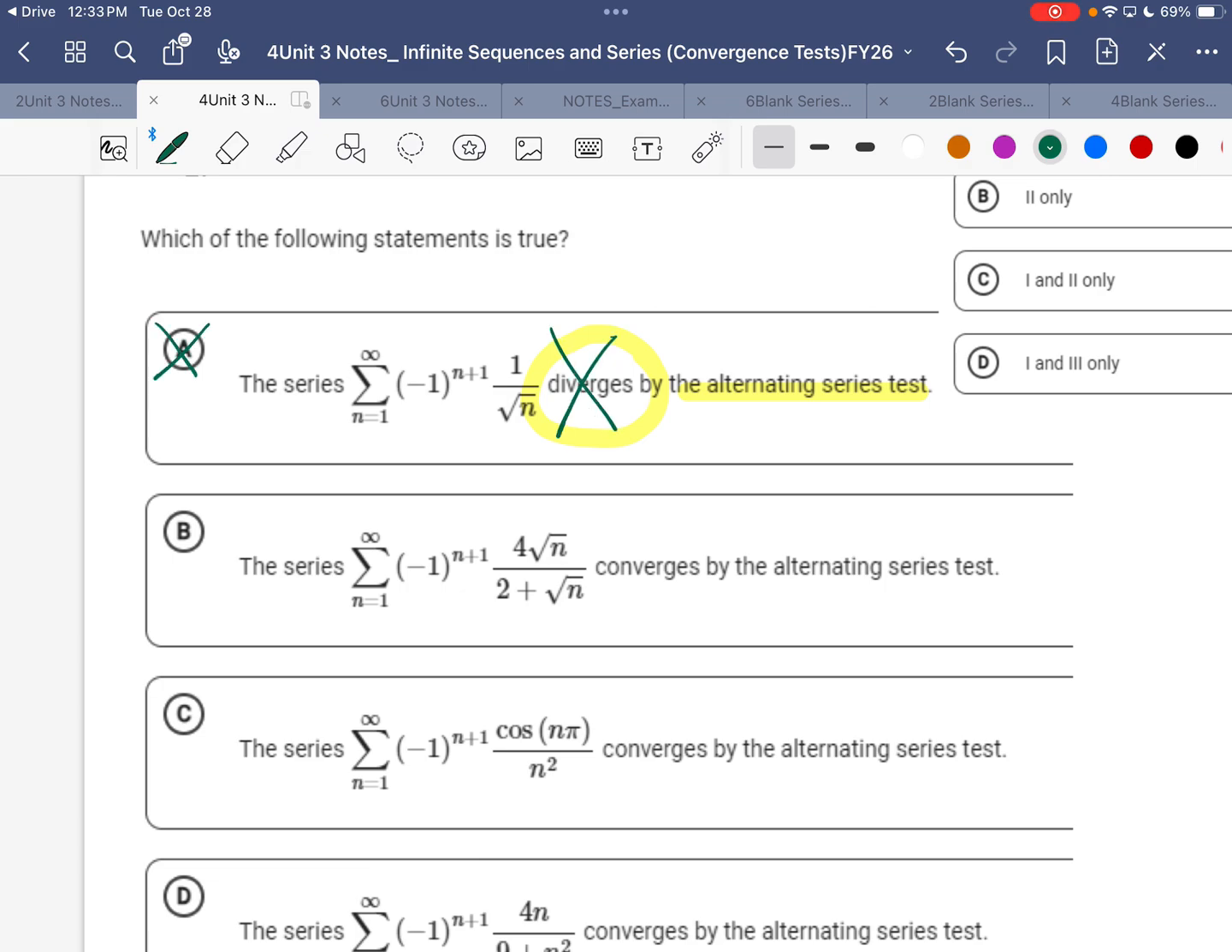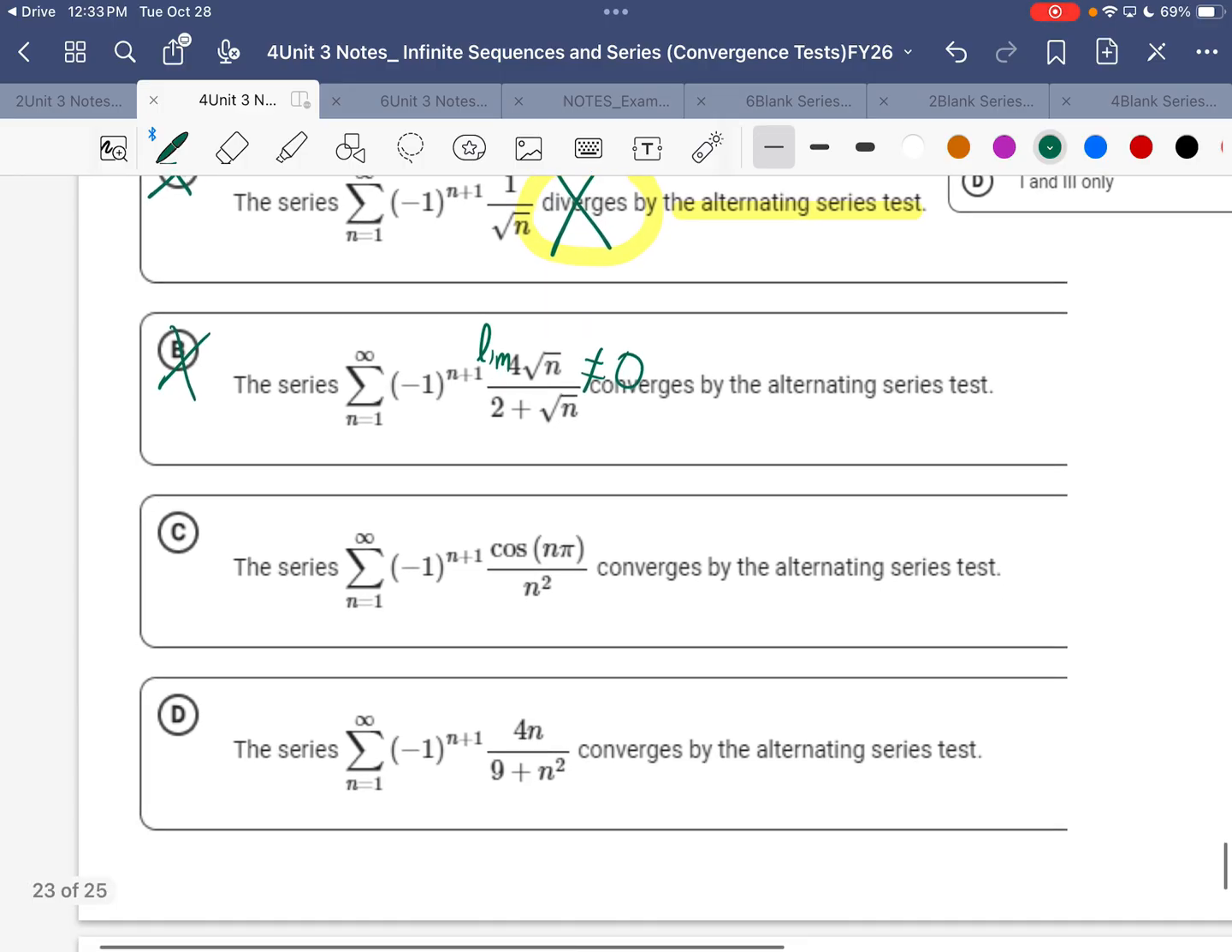No, so it's not A. All right, alternating series test. We have to do the limit. What does the limit need to equal? 0. What does this limit equal? 4. Yes, 4, which is not 0, so it's not B.